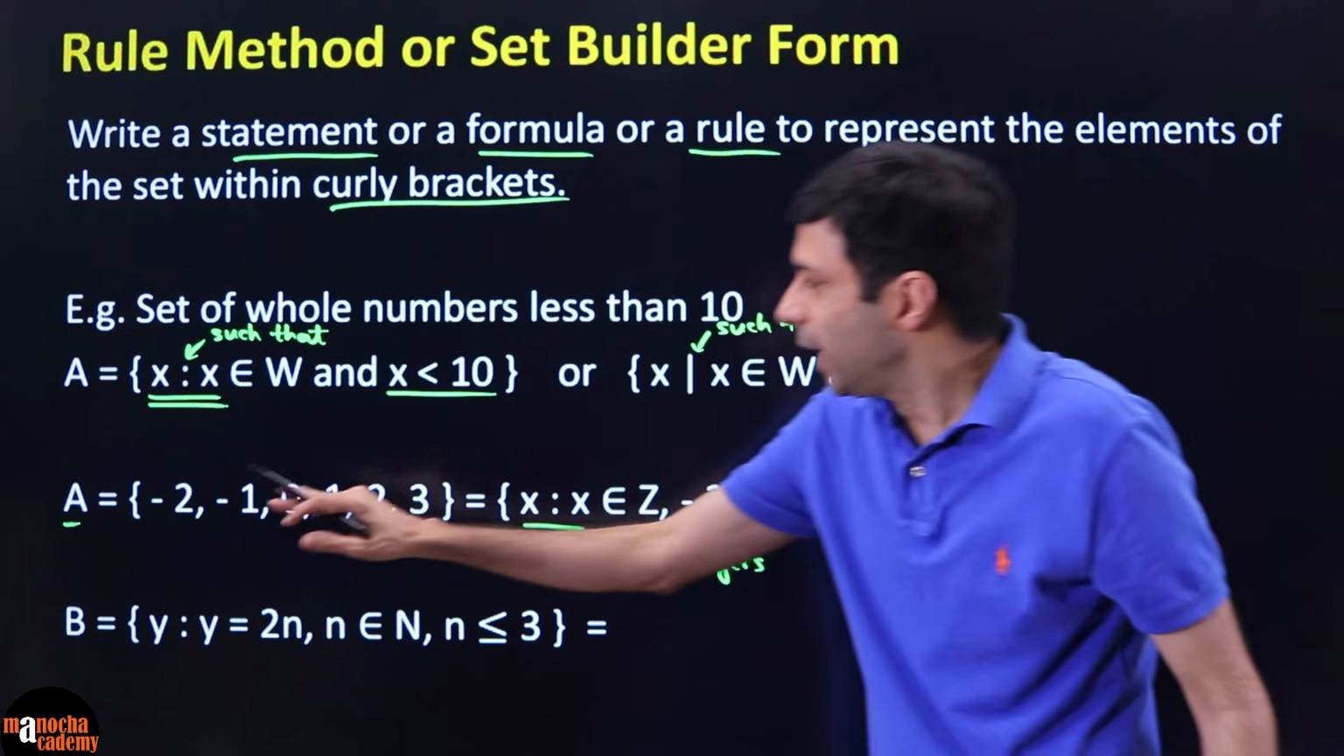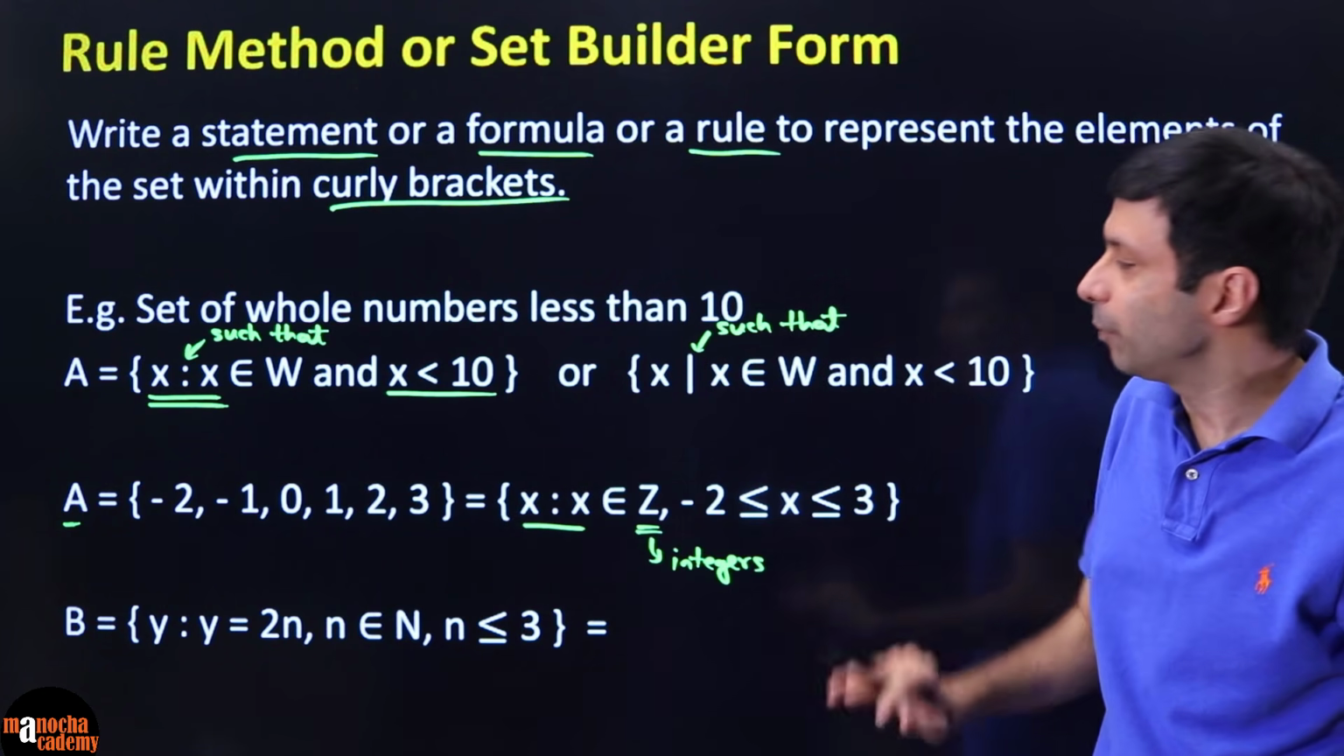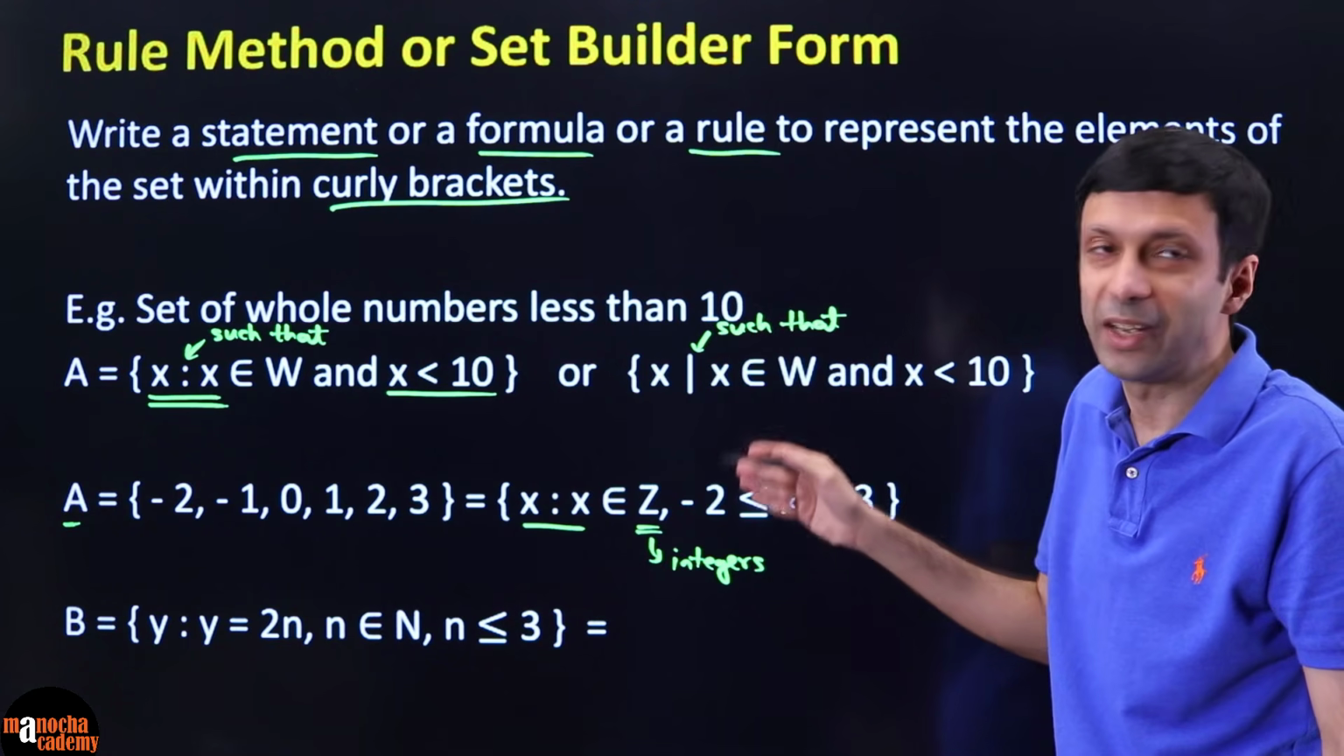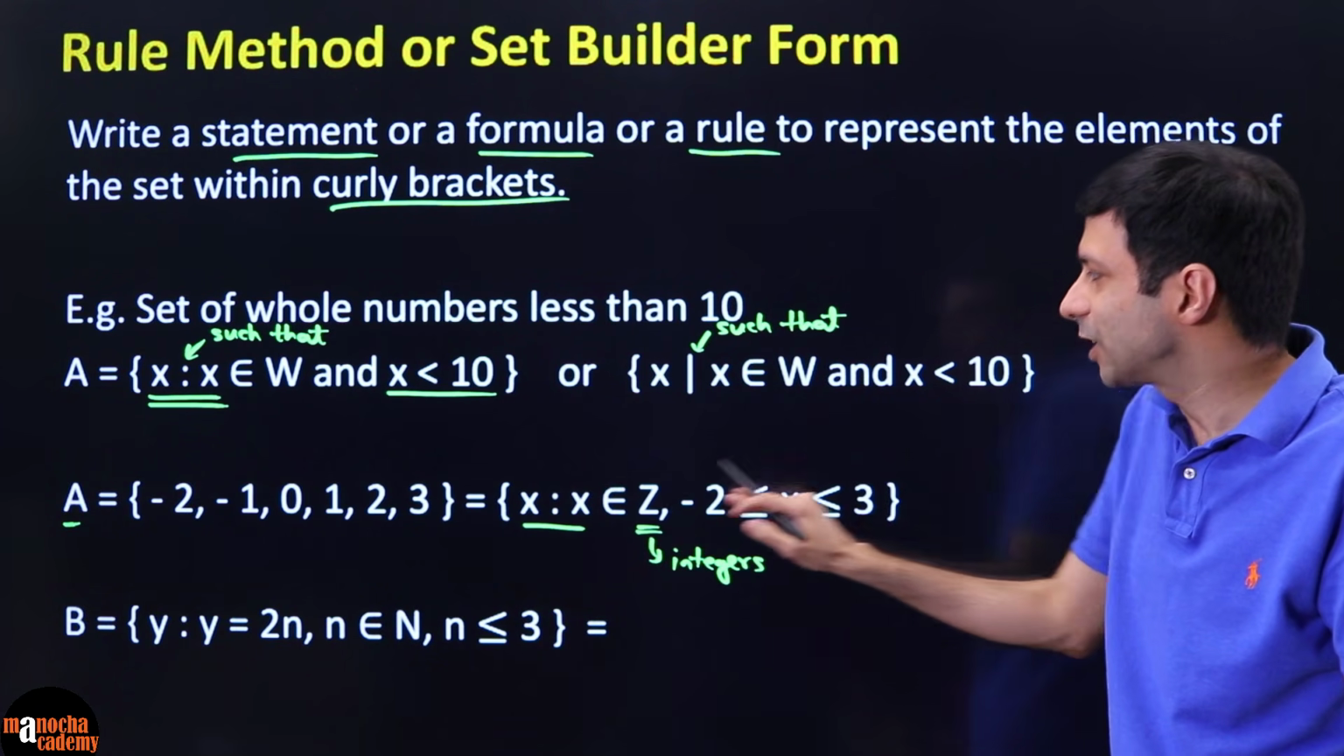Clear? So the main thing in this rule method or set builder form is writing that x colon x, or x, this vertical line x, and then clearly explaining your rule.